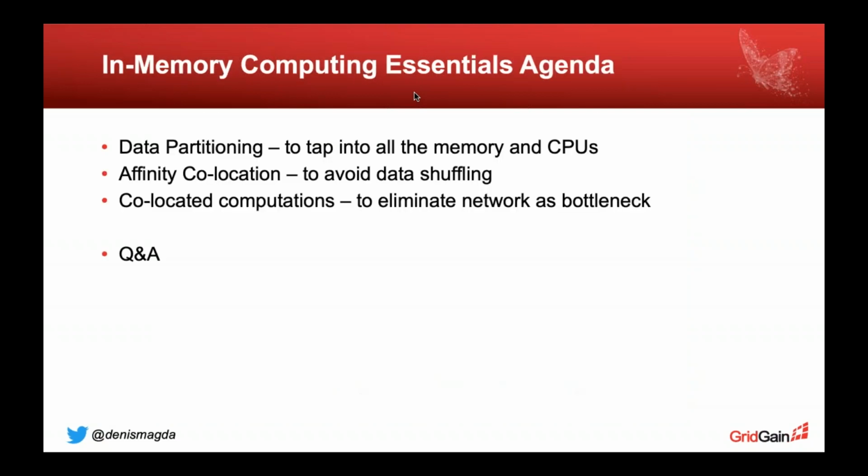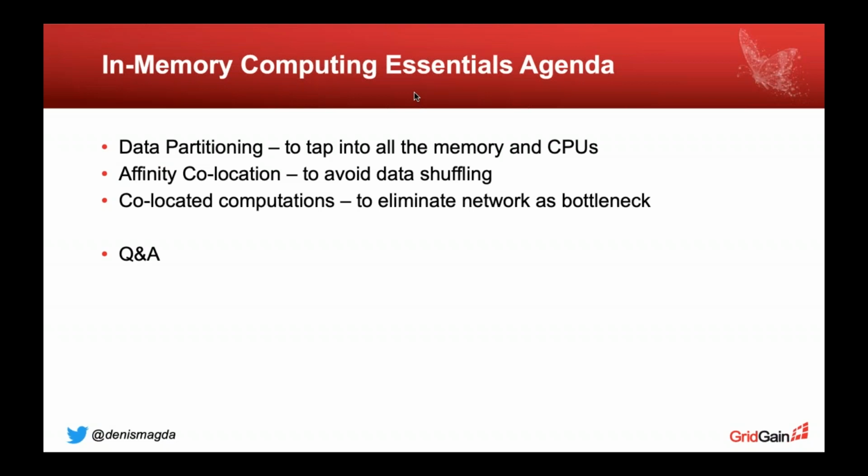And that's why, for our agenda today, when we are going to talk about essentials, I'd like to focus on 3 main pillars of in-memory computing. And these 3 concepts, data partitioning, affinity collocation, and collocated computations, are quite generic. Throughout this conversation today, we are going to use Apache Ignite as a reference platform, but nothing prevents you from using, let's say, other products from the same category, because data partitioning is pretty generic.